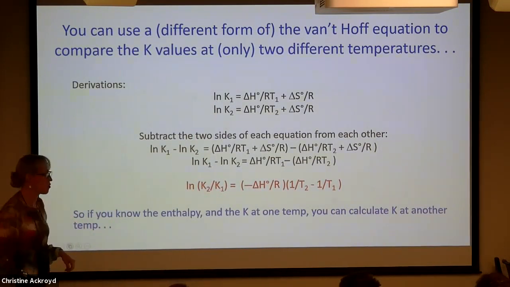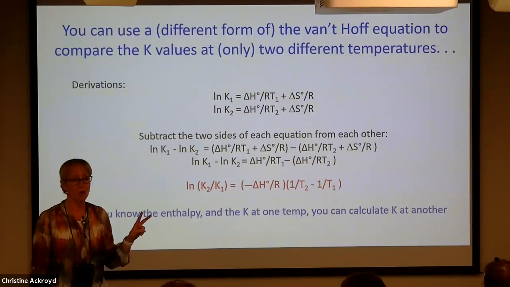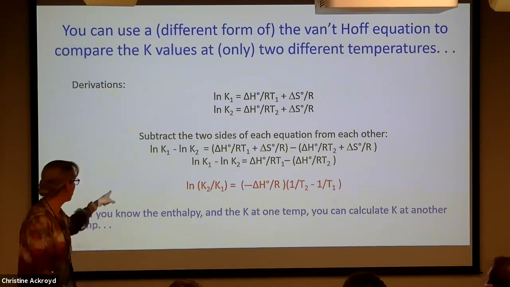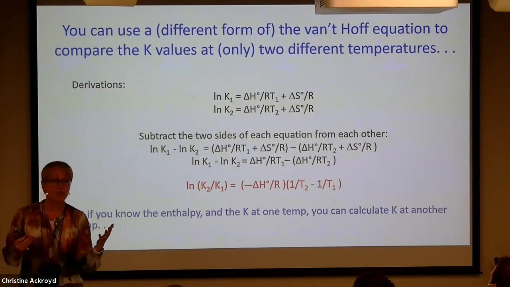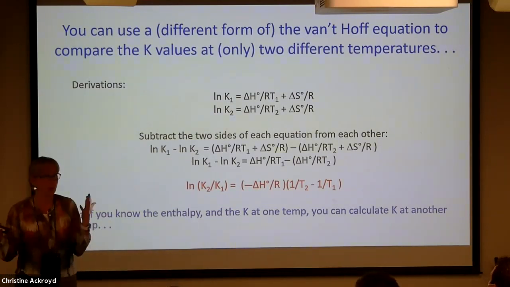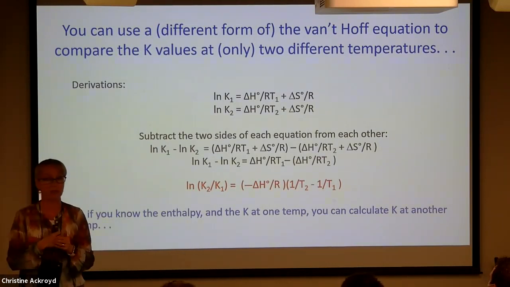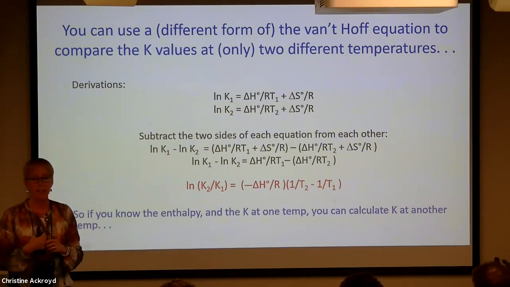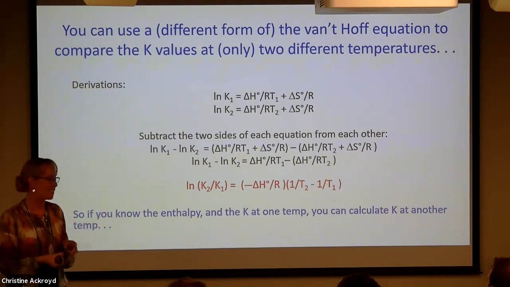Okay, so if you know the equilibrium constant at one temperature and you know the delta H naught value, you can calculate the equilibrium constant at the other temperature. Or if you can measure 2 equilibrium constants at 2 different temperatures, you get a quick and dirty estimate of what your delta H naught value is. Does smart work love that kind of question? Yes.